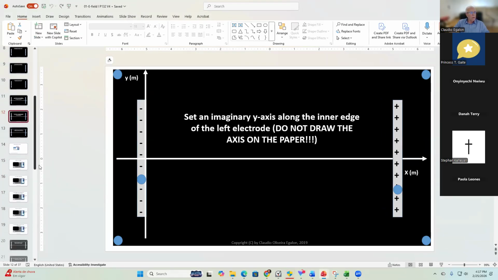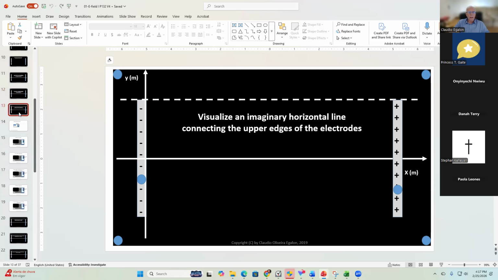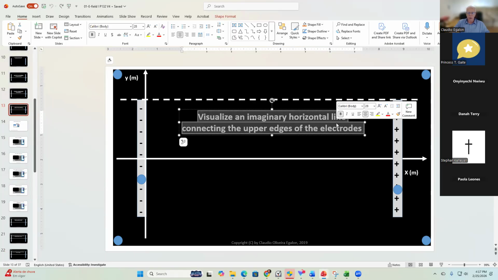Next, here you go. Visualize an imaginary horizontal line connecting the upper edges of the electrode. Okay, let me copy that and paste it there.